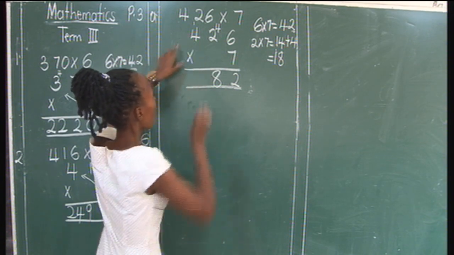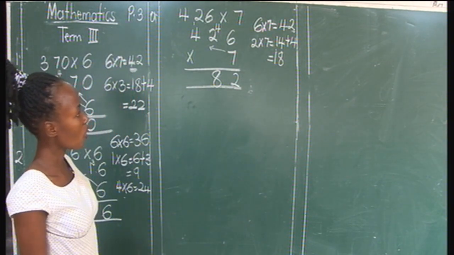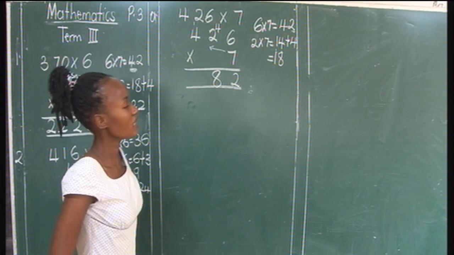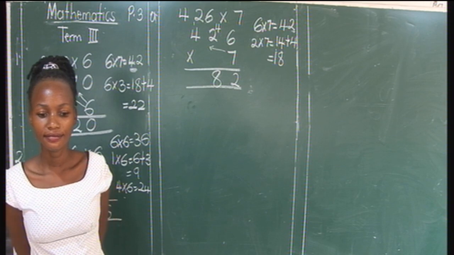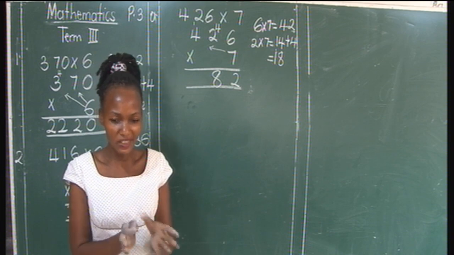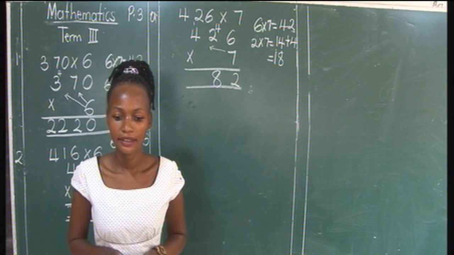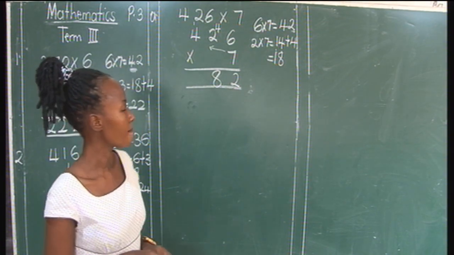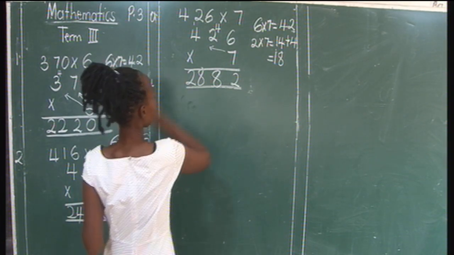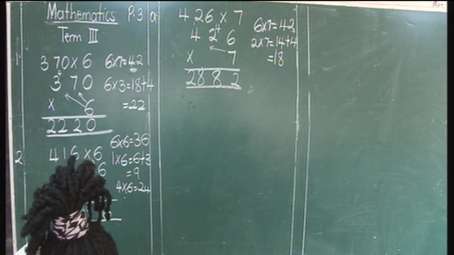Now here we have 4 times 7. Maybe next time I'll tell people, you come with the exercise book so that when it comes to multiplication, you just look at those tables. Yes, Bella? 28. Now here we don't need to carry. We just put our 28.